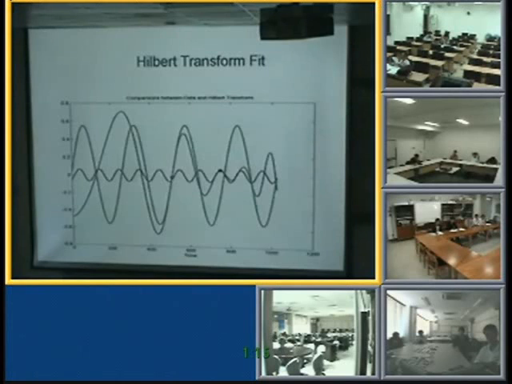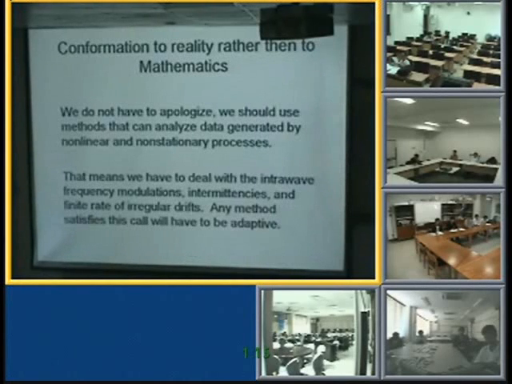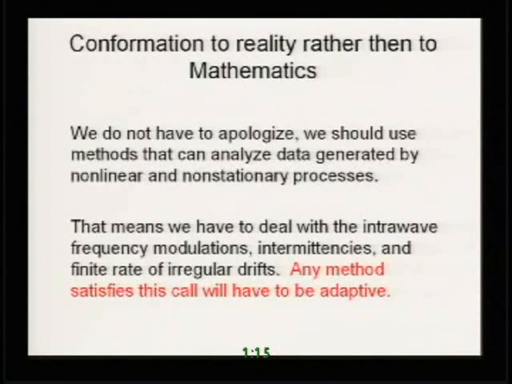But it's very useful. And the useful in a way is that we don't have to apologize anymore, I thought. We can take this Hilbert transformation and actually just analyze the data. And if we know the amplitude, if we know the frequency, then we can deal with even intrawave frequency modulation. And if we can deal with intrawave frequency modulation, then we can deal with many other things. Yeah. So why didn't people use it?